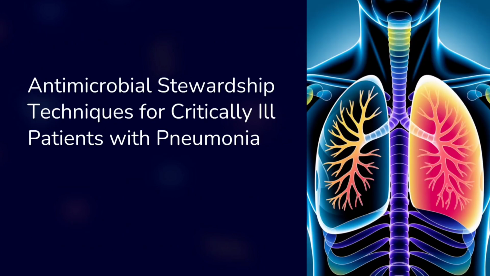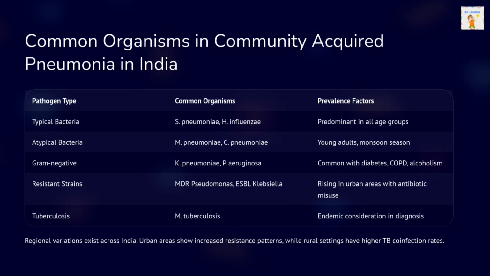Now let's discuss antimicrobial stewardship techniques for critically ill patients with pneumonia. So these are the common organisms. Typical bacteria include Strep pneumoniae and H. influenzae, which predominate in all groups presenting with community acquired pneumonia. Atypical bacteria include Mycoplasma pneumoniae and Chlamydia pneumoniae, which present in young adults and in monsoon seasons. Gram-negative infections like Klebsiella and Pseudomonas are common with diabetics, COPD, and alcoholics. Resistant strains of MDR Pseudomonas and ESBL Klebsiella are now rising in urban areas with antibiotic misuse. And tuberculosis is endemic in our area, so it is always a consideration.